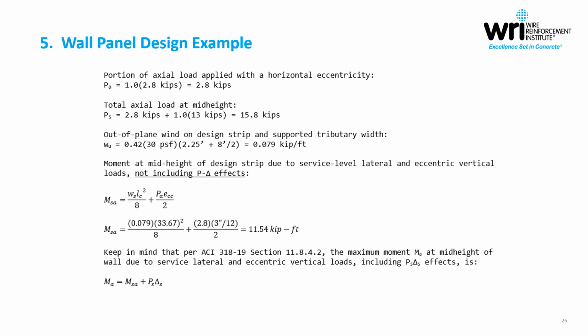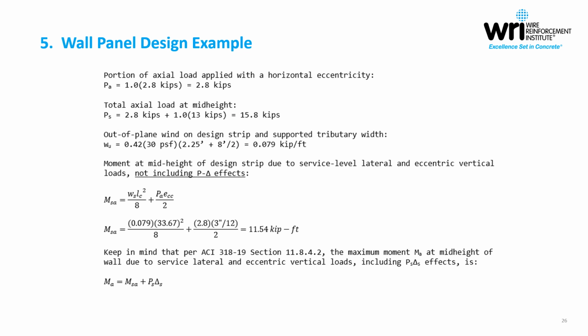The portion of the axial load that is applied with a horizontal eccentricity is 2.8 kips. Total axial load at mid-height is 15.8 kips. These steps are really similar to the earlier steps that we carried out for strength level loading, but here we're deriving service level loads, so again, it should look familiar. We arrive at M sub SA, which is the moment at the mid-height of the design strip due to service level lateral and eccentric vertical loads, again not including P delta effect. So that M sub SA is 11.54 kip feet.